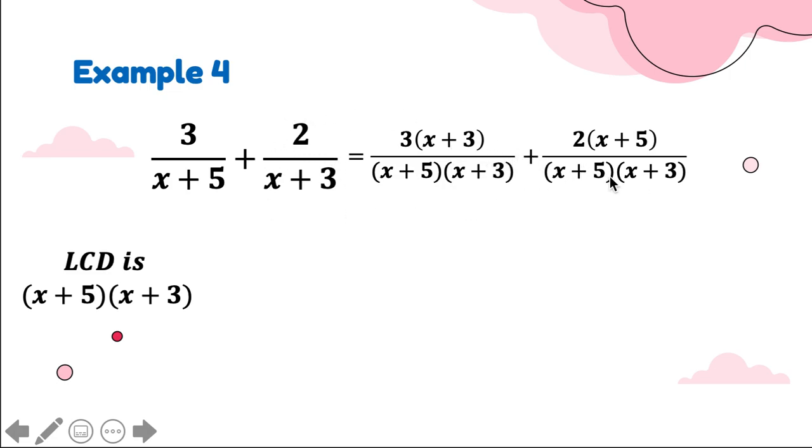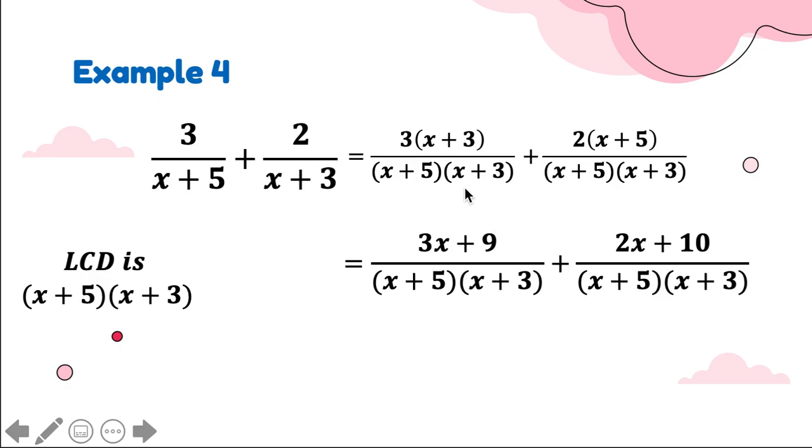Divide again the LCD by the second denominator. So the answer there will be x plus 5. After that, we have to multiply it to the numerator. And then next, we need to simplify by using distributive method here. So 3 times x will have 3x, and then 3 times 3 will have 9.